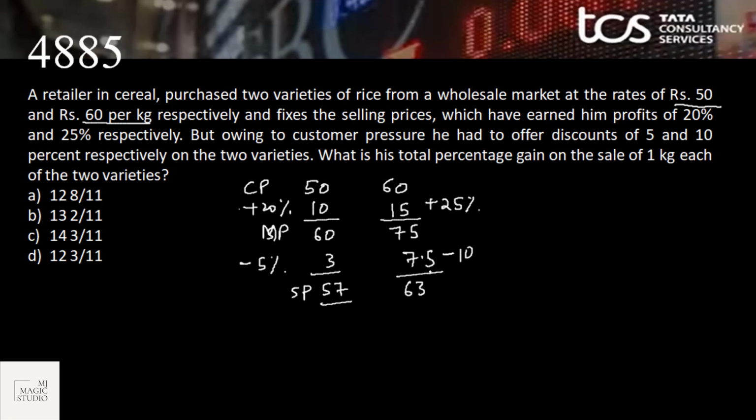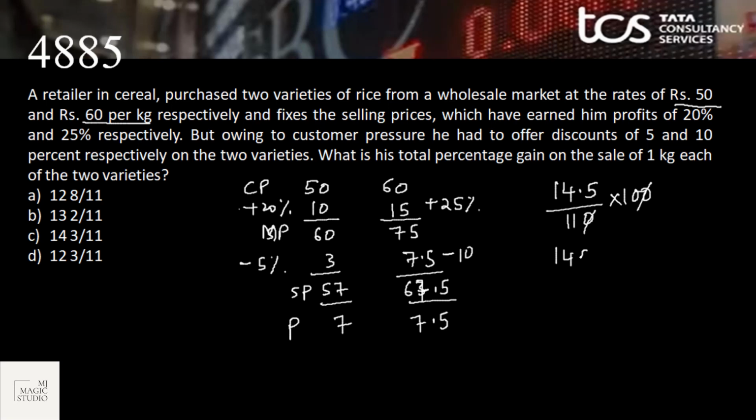So it should be 67.5. Fair enough. What is the total percentage gain on the sale of 1 kg each of the two varieties? So here profit is SP minus CP, that is 7. And here profit is 67.5 minus 60, that is 7.5. So total profit is 14.5 upon total CP which is 110, into 100. This is the answer we are looking for.